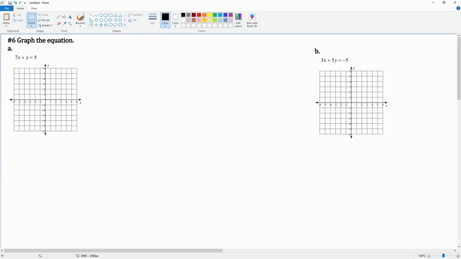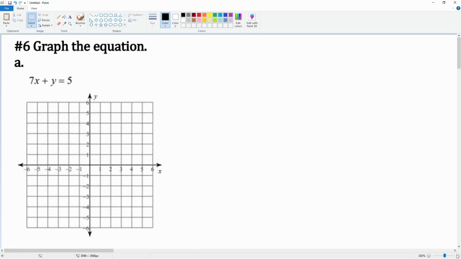Here we have question 6. We are going to be graphing. Okay, so to graph, what I always tell students is to actually just make a chart. Here's your X value. Here's your Y value, right? I always like starting with the number 0 and seeing if that works.